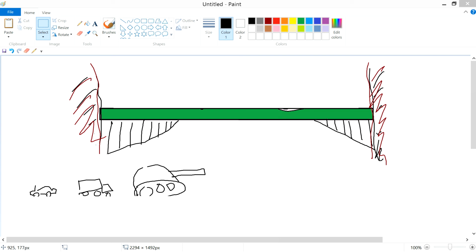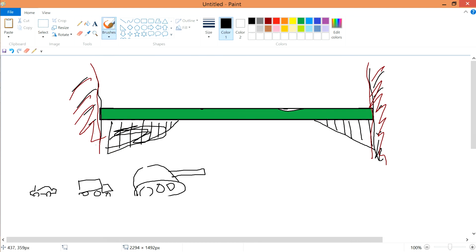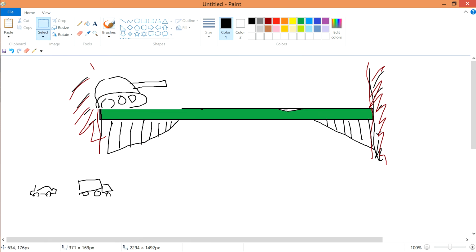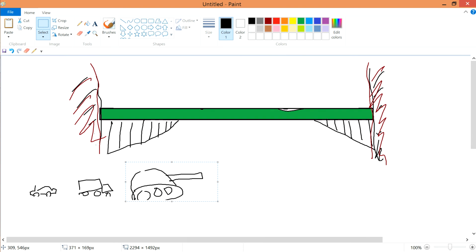Imagine we have a bridge, shown in this green color over here, and it is supported by this little triangular truss support over here. This bridge is a very busy bridge, with tanks and lorries moving along it, and things like that.